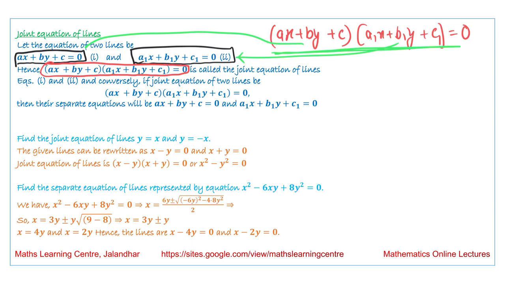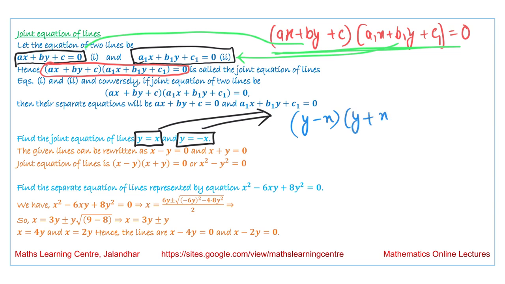As an example, these are the two equations: one is y is equal to x and second is y is equal to minus x. So the joint equation we have over here is (y minus x) into (y plus x) is equal to 0. So we get y square minus x square is equal to 0, or we can write it as x square minus y square is equal to 0.